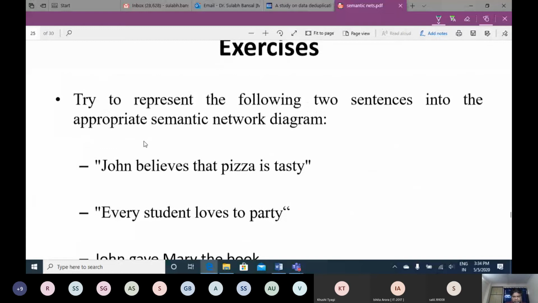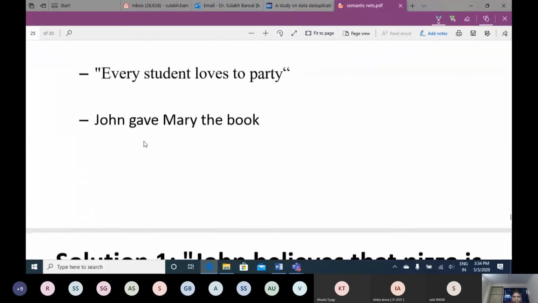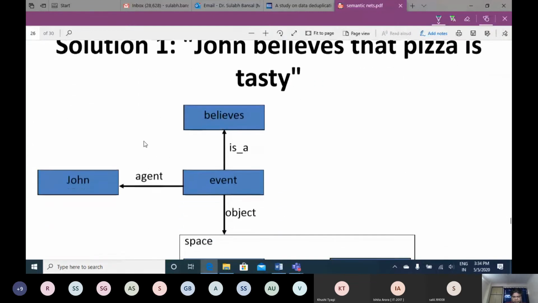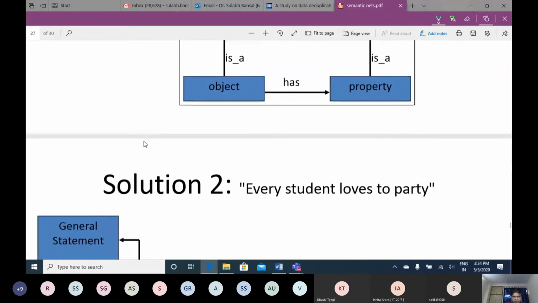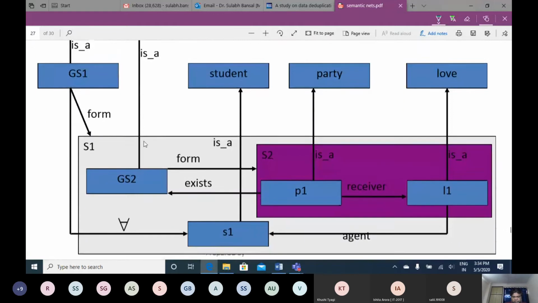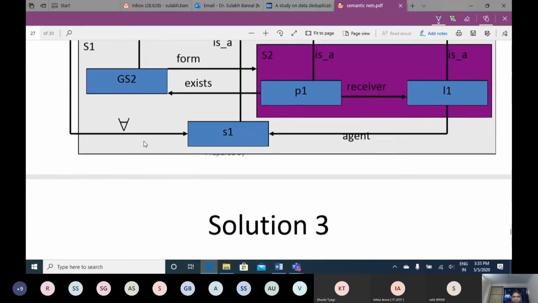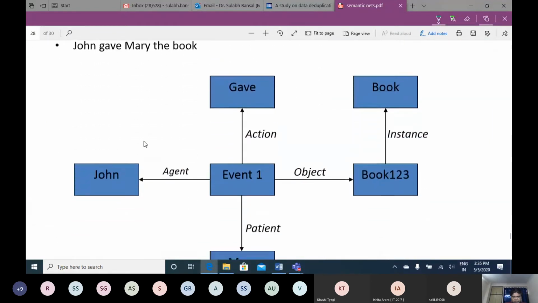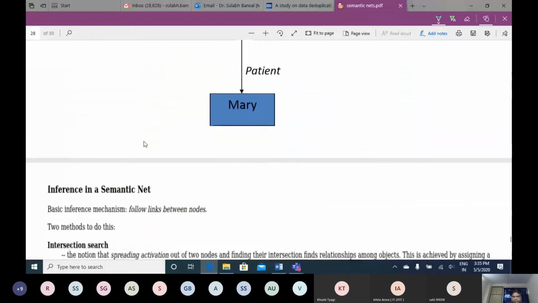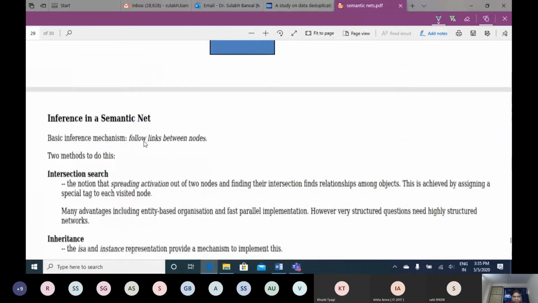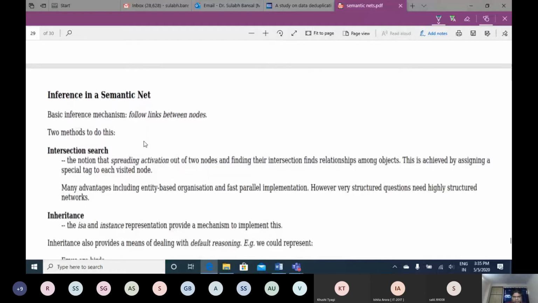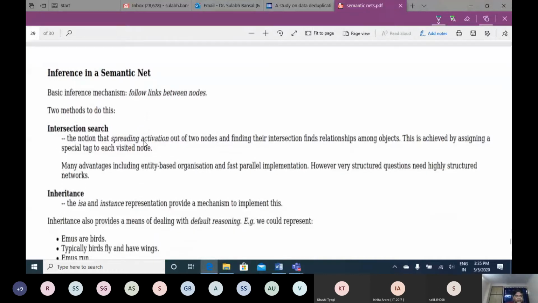Now try to represent the following two sentences in the appropriate semantic network diagram. So this has been solved already. So these are some examples which you should go through and see the representations. So here is a brief description of how we can make an inference from semantic networks.